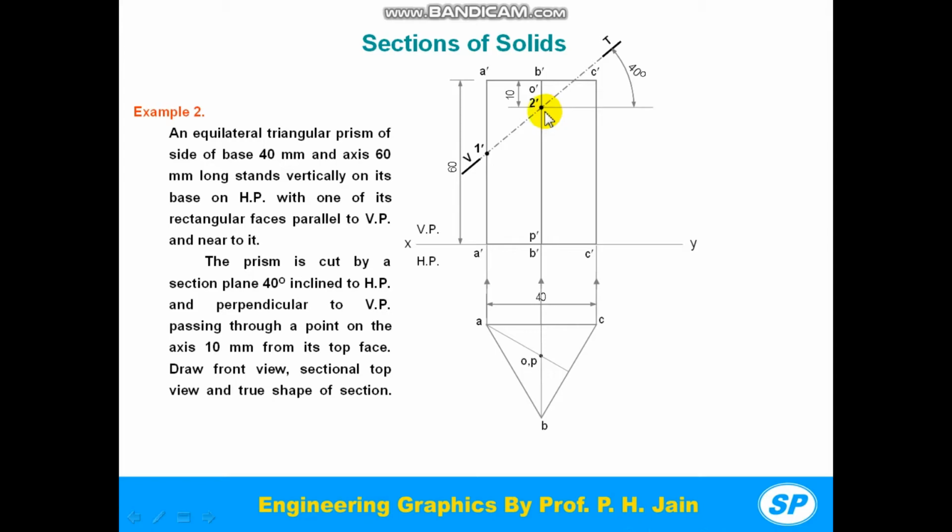So mark that point as 2 dash. Then it cuts the top face at 2 edges. It cuts the 2 edges of the top face. So mark here 3 dash and 4 dash. So these are the section points in front view. So these are 1 dash, 2 dash, 3 dash.